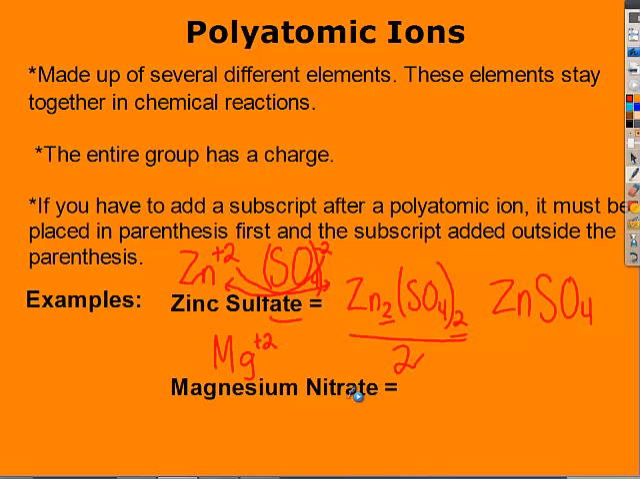Nitrate. Again, I see the word ending in ATE, so I know to look at the back of the periodic table where it says polyatomic ions. I'm going to go down until I find nitrate right there, right above nitrate. It's in alphabetical order. Nitrate. That is NO3 negative. Remember, negative just means -1. I'm going to cross the charges.